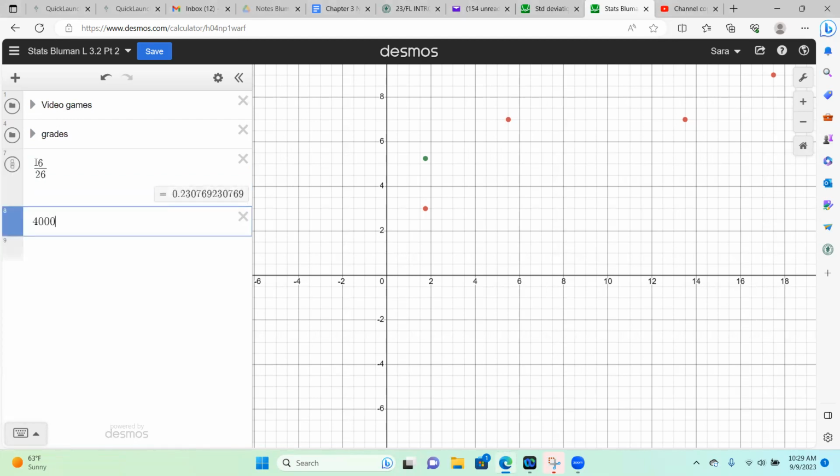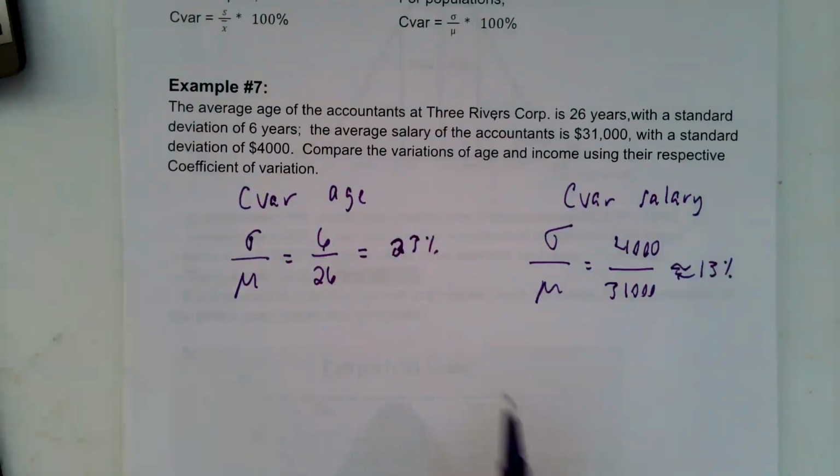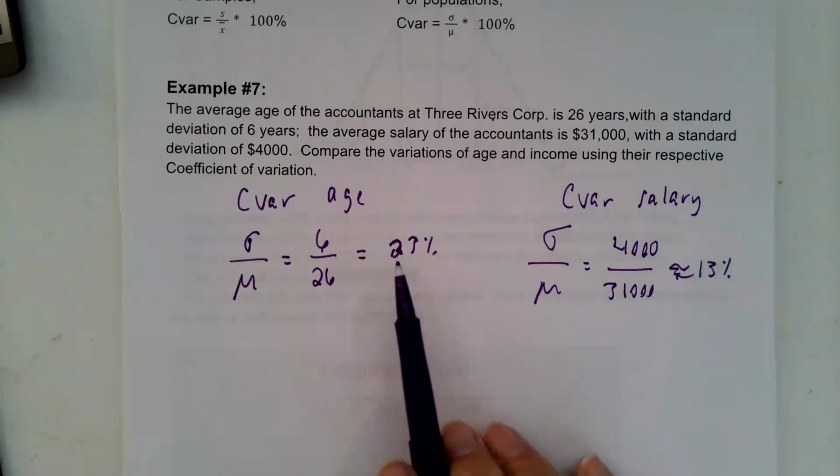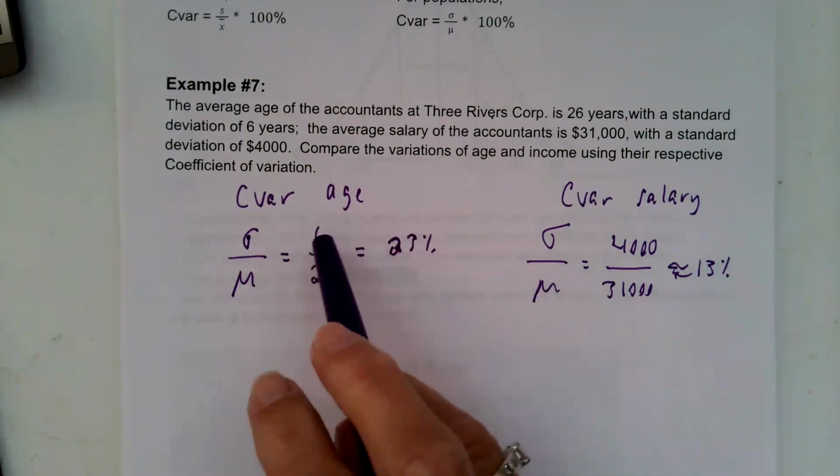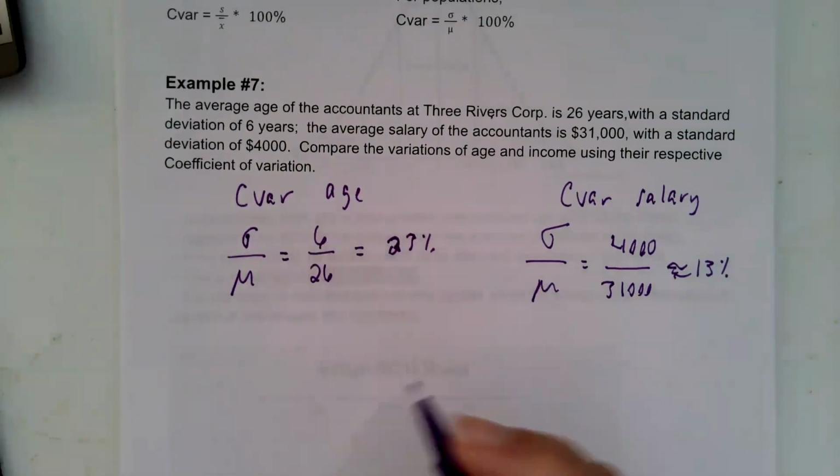Six and 4,000 by 31. Okay. That means the C bar for age is 23%. We'll round it to. And the C bar for salary is about 13% rounded. So the coefficient of variation is much higher for the age versus the salary. That tells us that the age is much more spread out. The standard deviation is very high relative to the mean.